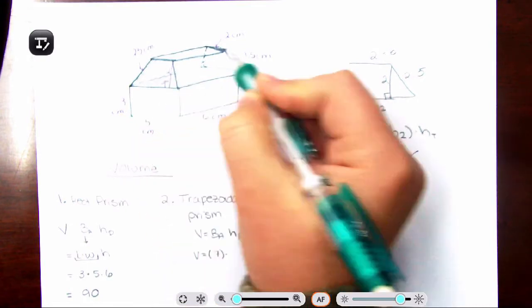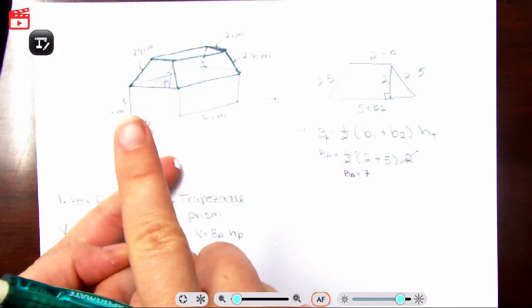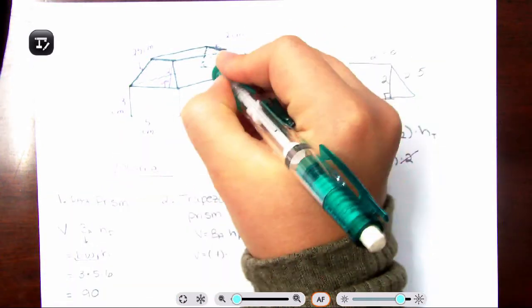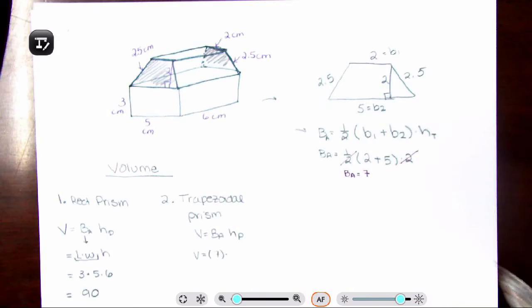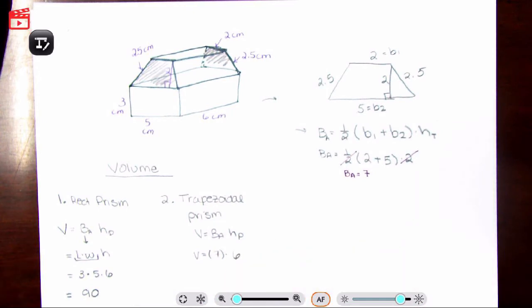This part right here, this base is going to be on the floor, on the bottom, or on this table. And then this base right here is going to be on top. So because of that, the height of our trapezoidal prism is 6. So 7 times 6 is 42.